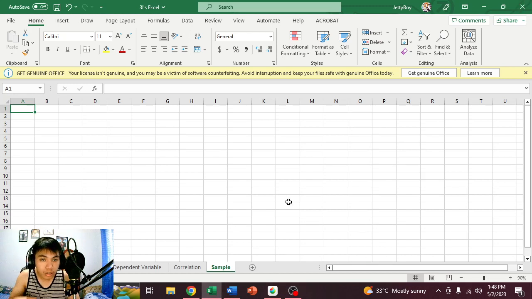So today nandito ako para to teach you a little bit on how to utilize Microsoft Excel in computing your data, such as your weighted mean, your average weighted mean, as well as your Pearson correlation coefficient R. Specifically, these three are what we are going to focus on today.